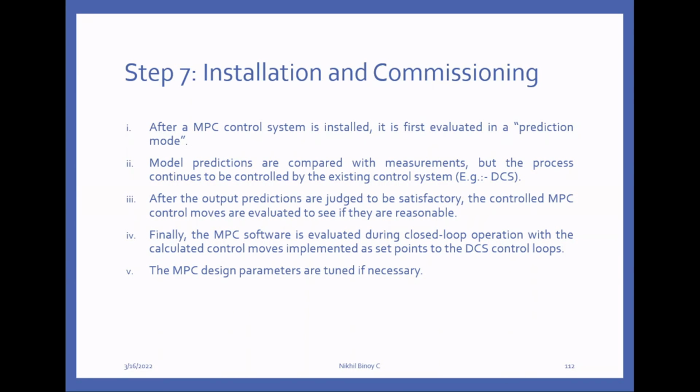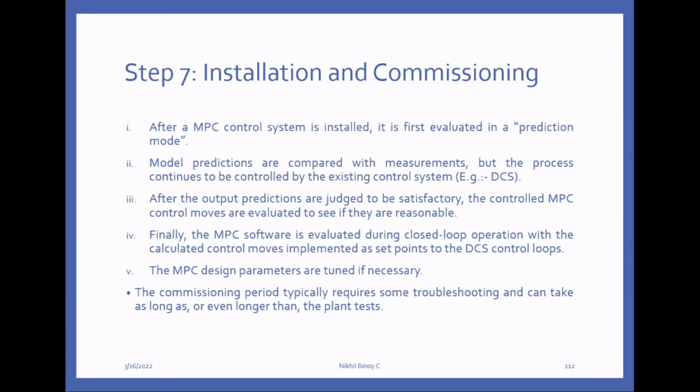Then if it is running satisfactorily, no problem. Otherwise, we have to give a small adjustment. In some situations, small adjustment is required. So if it is necessary, provide small parameter adjustment, fine tuning that we can provide. After these five steps, we can commission the model predictive control.